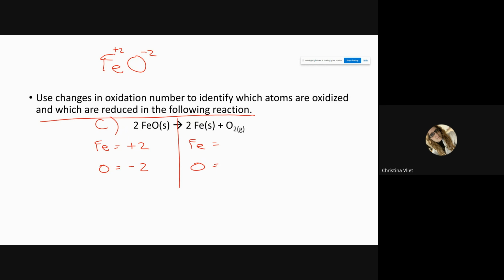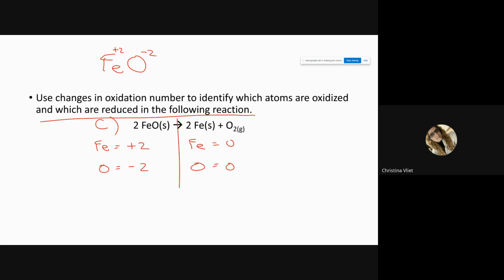0 for both, right? Because they're both in their standard state. This is 0 and this is 0. So now we analyze each of them. And you can either analyze them one at a time or you can look for which one's oxidized and which one's reduced. Whichever way you do it's fine.